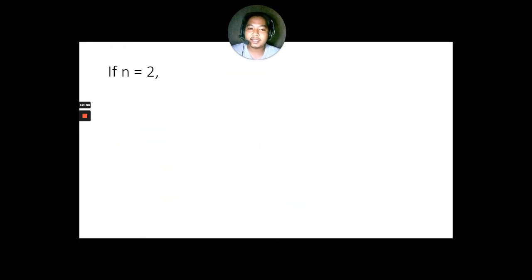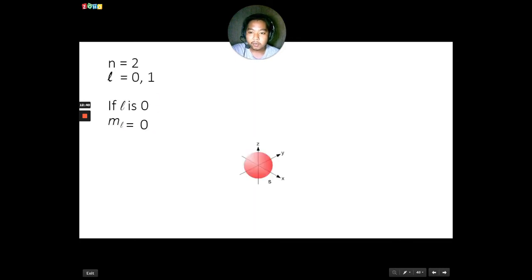Now, if n is 2, my L would be, let's shortcut since we already know how to compute: L ranges from 0 to n minus 1. Let me repeat, using the formula, L is less than or equal to n minus 1. That would be 2 minus 1, so that would be 1. So L could be 0 and 1.